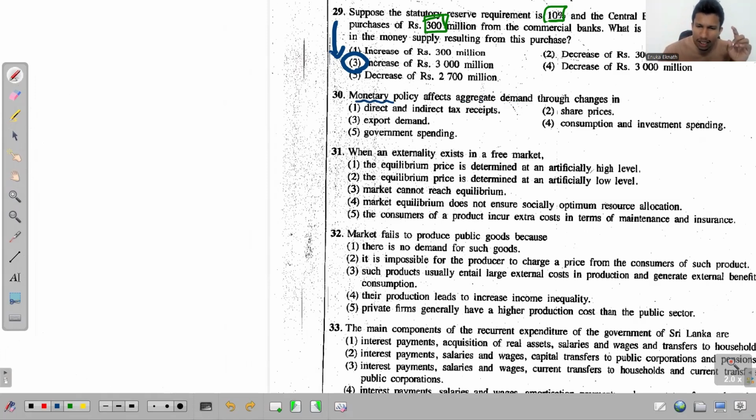See, when the central bank controls their monetary policy, they do it mainly by controlling the money supply and the interest rate.